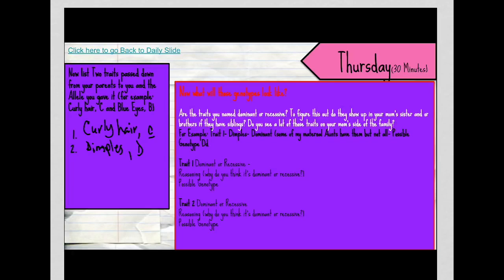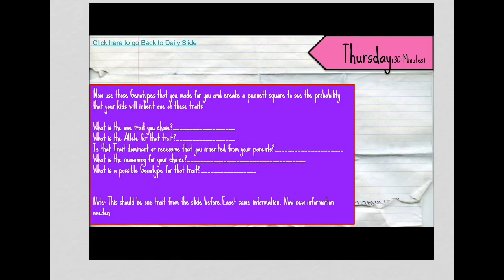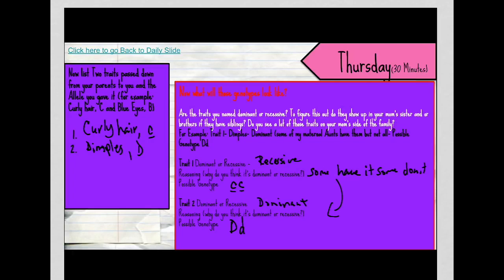So I'm going to say that this must be a recessive trait. And the reasoning, my mom has straight hair, I have curly hair, but his parents both have straight and curly. Okay, and I'm going to give this lowercase c. For this one, I'm going to say is dominant. Same reasoning that I gave mom. Some have it, some don't. Possible genotype, capital D, lowercase d. All right? So just in case you want to see that, that's how it should look.